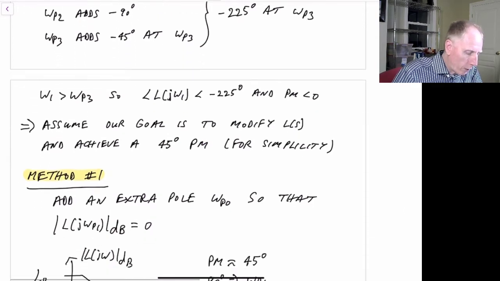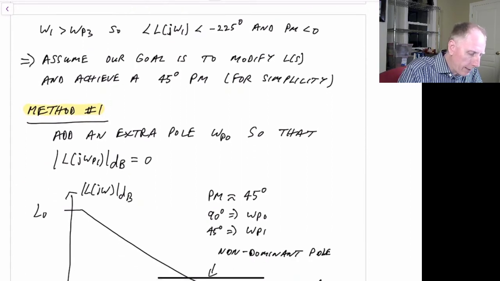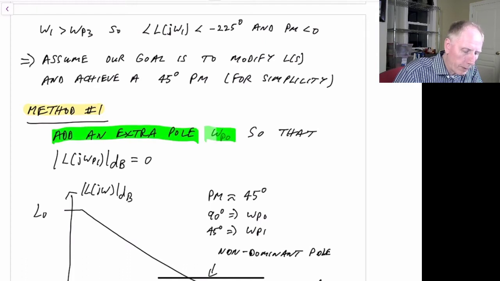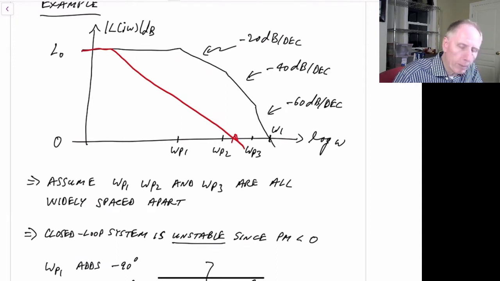So let's look at two approaches here. The first approach is method 1. We'll add an extra pole, omega p0. The problem with this is omega 1 occurred too late. So if we can add a pole earlier over here, then omega 1 can occur earlier.